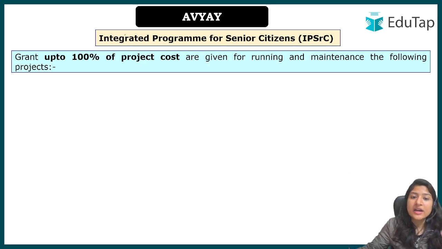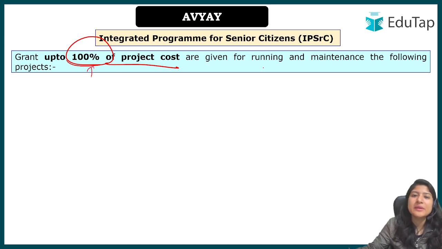So here the government will give 100% of the project cost. Okay, and see, first of all, who will make these houses? So these projects can be taken up by anybody: any NGO, any government related body, any private body. That's not the issue, but if somebody is volunteering and they have a proper prototype and project that they want to implement, the government will provide 100% of the project cost.